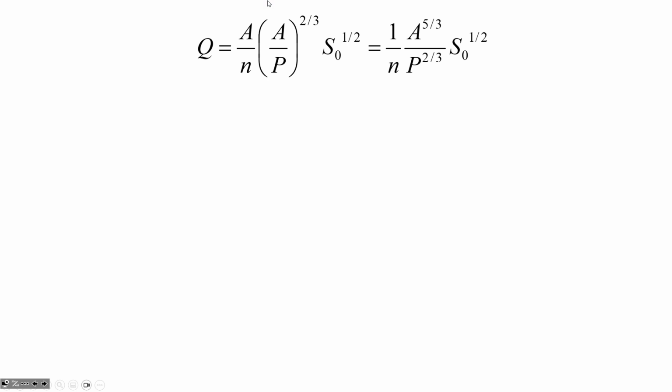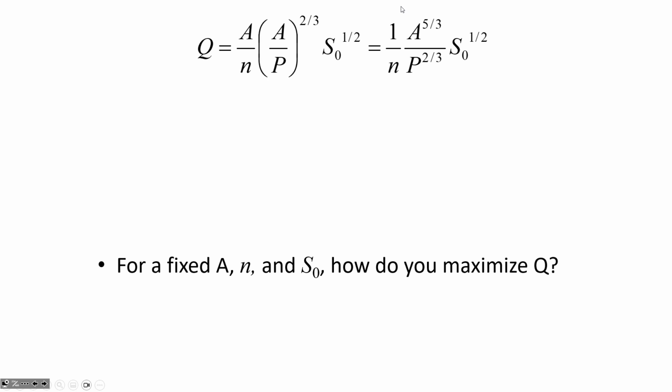Does anybody remember how we change Manning's equation when it's U.S. customary units? 1.49. Yeah, so here where it says 1, that's for SI units. But if you were given customary units, feet, inches, and so on, cubic feet per second, then that changes to 1.49.